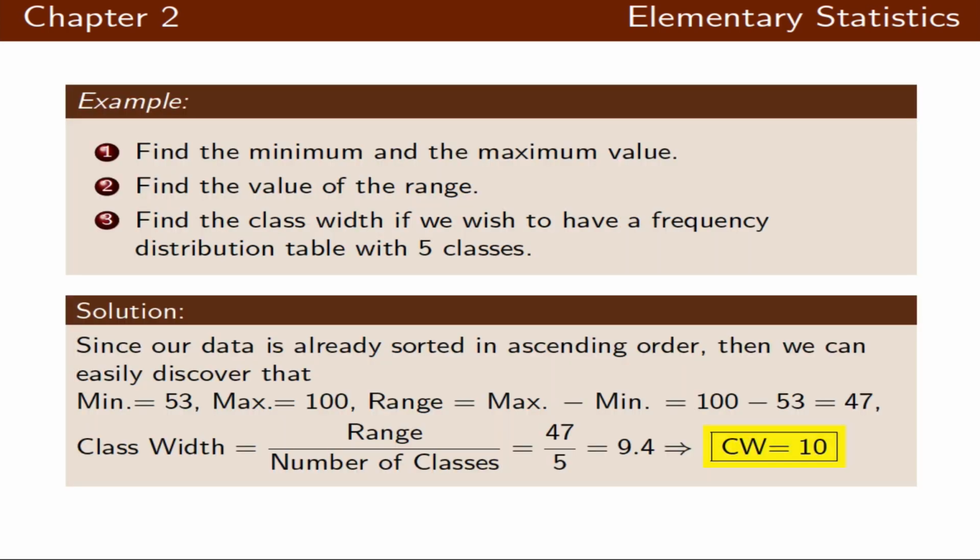So in our example, the minimum value was 53, the maximum value was 100, the range is max minus min, which is 47. And if we wish to have 5 classes, then we take the range of 47 divided by the number of classes, 5, which gives us 9.4. Since it's a decimal, we're going to go ahead and round it up. So the class width for our frequency distribution table that we're about to build is going to be 10.